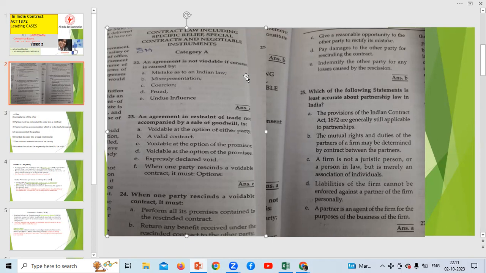Which of the following statements is least accurate about partnership law in India? The first statement: the provisions of the Indian Contract Act 1872 are generally still applicable to partnerships. So these are the important questions I thought must be seen. They should be looked at. For AIB this is very important, as I said yesterday, that we should specifically practise the questions that have come in earlier papers.